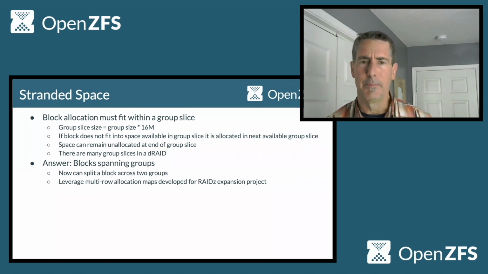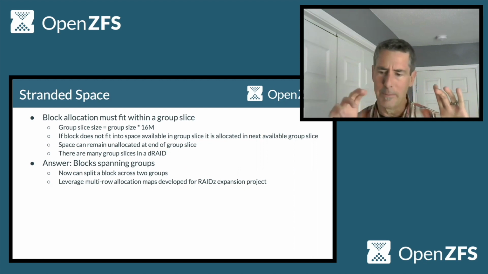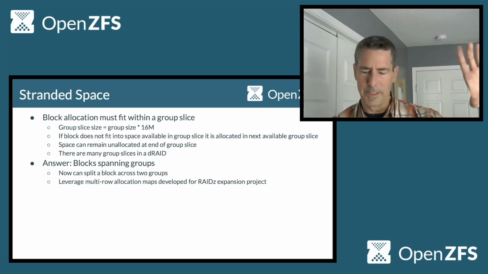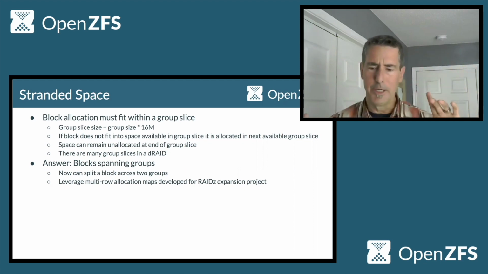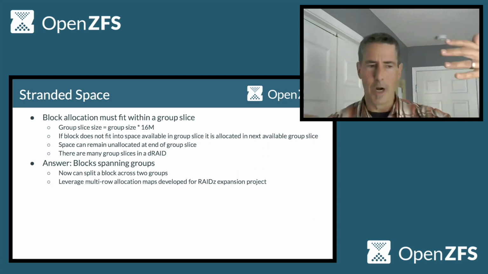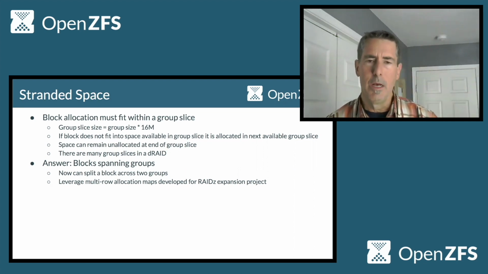That means that for each group row, you have a chunk basically of 16 megabytes, but the next row is not necessarily on the same drive. So as you're allocating into it, you actually have a different set of blocks, a different set of drives, which represent the next row in that group.